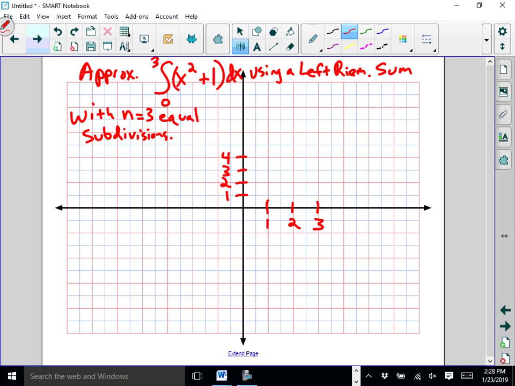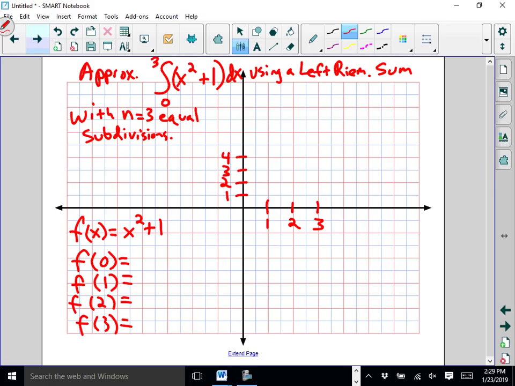Okay. So what I'm going to do first is sketch the graph for x squared plus 1. And I'm just going to plot all the points for all the integers. So for my function here, I want to figure out f of 0. I just want to get all the points. And I'm going to plot all these points and sketch a graph.